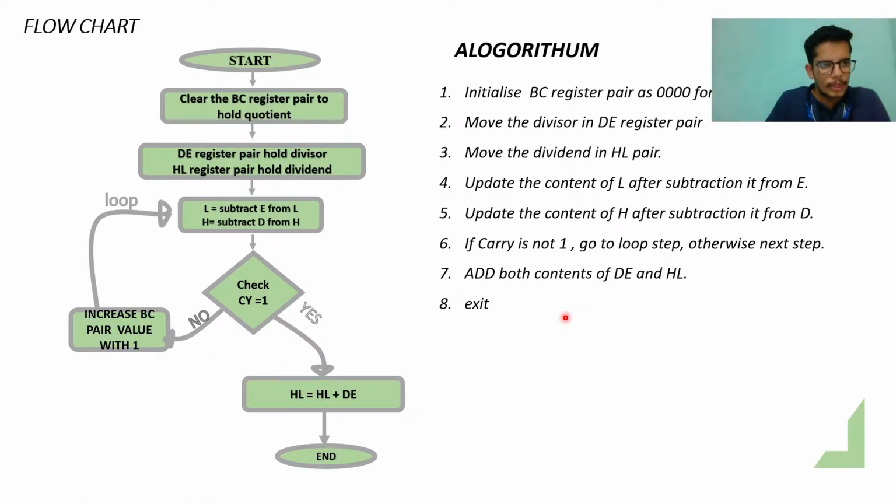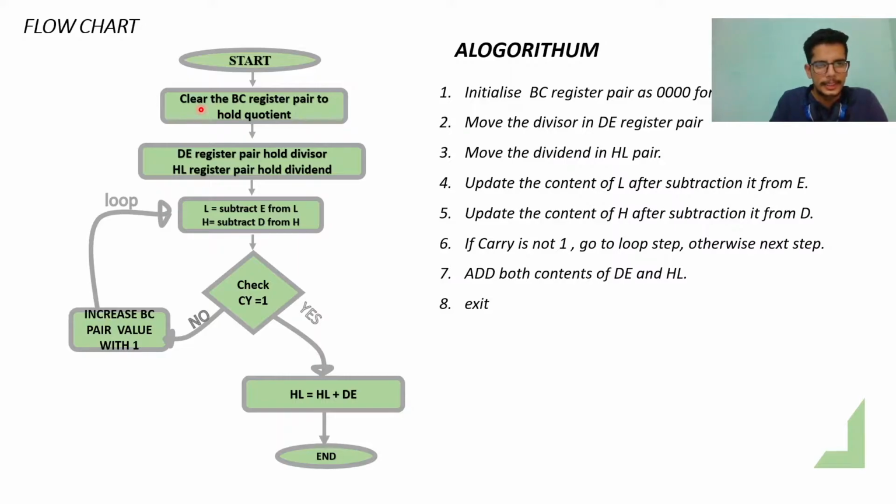Now, before coming to the flowchart and algorithm, I would like to make 2 points here. The first one is, as 8085 is an 8-bit microprocessor, we will use the register pair to perform the 16-bit operation. And as there is no direct command for division in 8085, we will use the successive subtraction method to perform the division task. Now coming to the flowchart.